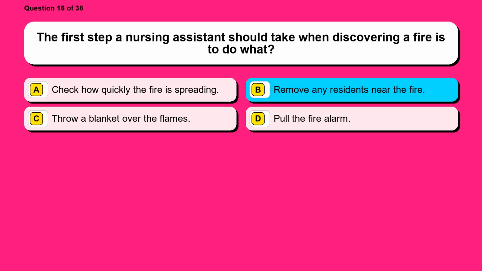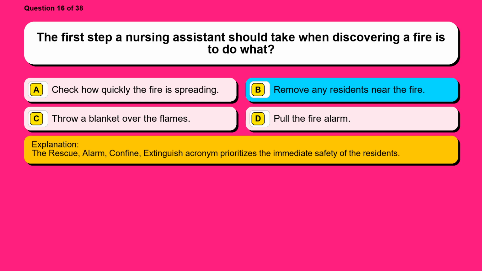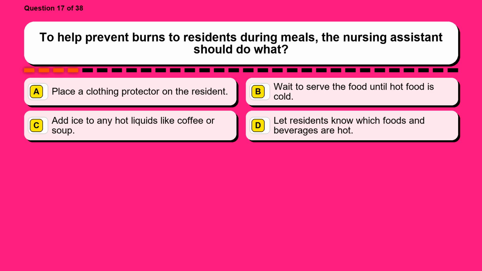The correct answer is option B, remove any residents near the fire. The rescue, alarm, confine, extinguish acronym prioritizes the immediate safety of the residents. Question 17. To help prevent burns to residents during meals, the nursing assistant should do what?